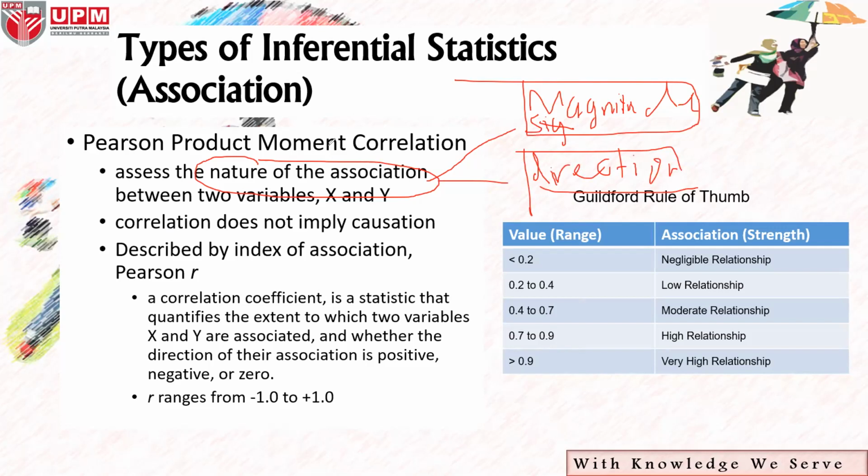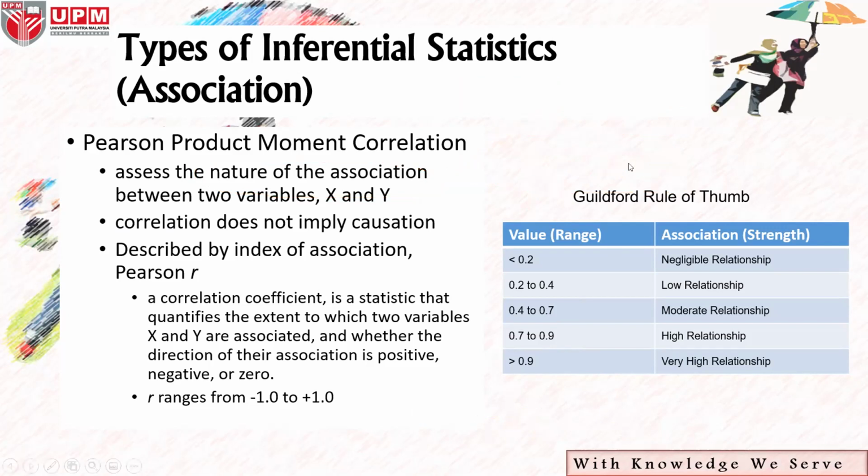Again, if you want to interpret the value of R, Pearson R, you need to base it on the Guildford rule of thumb. If the R value equals 0.78, therefore the relationship is considered to be what? If the correlation coefficient R equals 0.78, therefore the association is considered to be a high relationship. High relationship. Very good. Okay, that is how we read it based on the table.